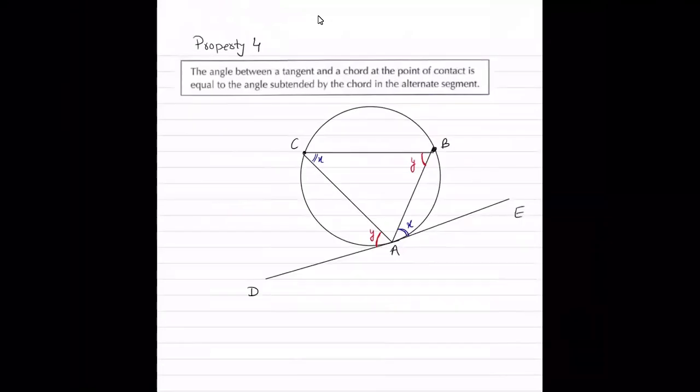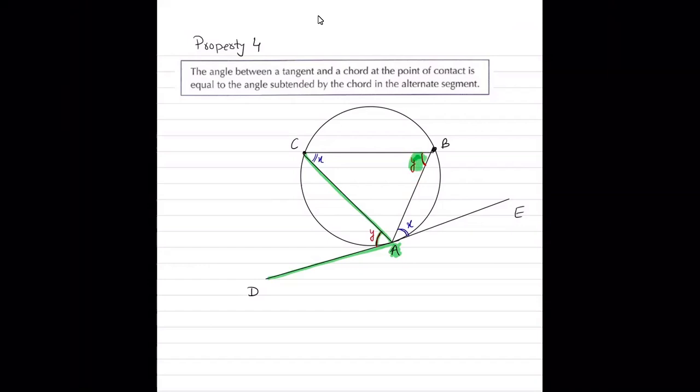Okay, the next property says that the angle between the tangent, this is the tangent DA, and this is the chord AC. The angle between the tangent and the chord at the point of contact, the point of contact is A, is equal to the angle subtended by the chord in the alternate segment. So this is one of the segments, this is the alternate segment. So this angle is equal to the angle subtended by the chord in the alternate segment.